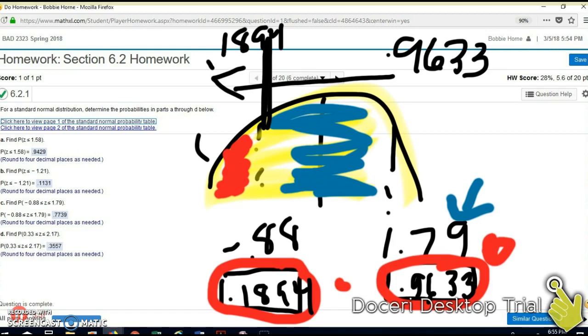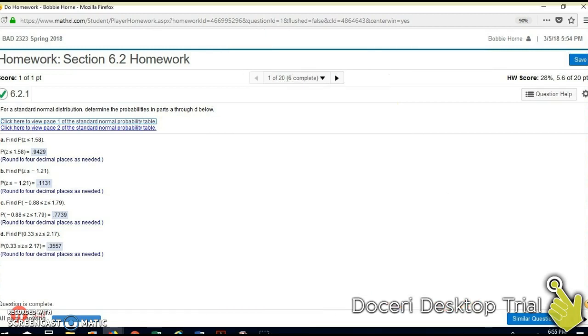Okay, and that's basically what you do. You find the probability for both of them and subtract out the bottom half when you're wanting to find the probability of it being between these two values. Okay. And then for the last one, it's basically the same thing.